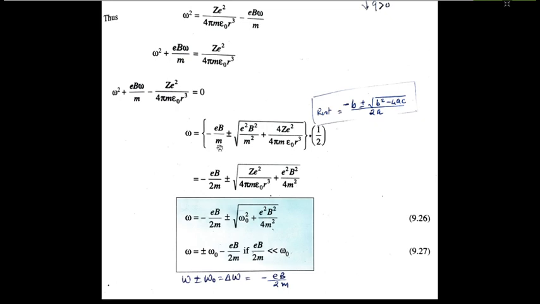So minus e B upon m plus or minus under root b square minus 4ac. So c is negative over here, so it becomes positive, and e square B square upon m square, which you can check from the above equations. And finally, omega is equal to minus e B upon 2m plus or minus under root of omega square plus e square B square upon 4m square, and that is the final equation. Equation number 9.26 represents the Larmor frequency in a field, or in an external field.